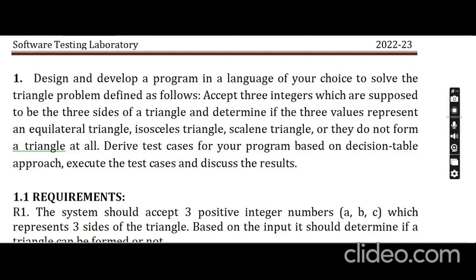The first program is: design and develop a program in a language of your choice to solve the triangle problem defined as follows. Accept three integers which are supposed to be the three sides of a triangle and determine if the three values represent an equilateral triangle, isosceles triangle, scalene triangle, or they do not form a triangle at all. Derive test cases for your program based on the decision table approach. Execute the test cases and discuss the results.